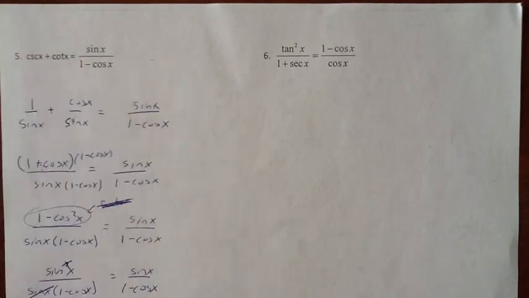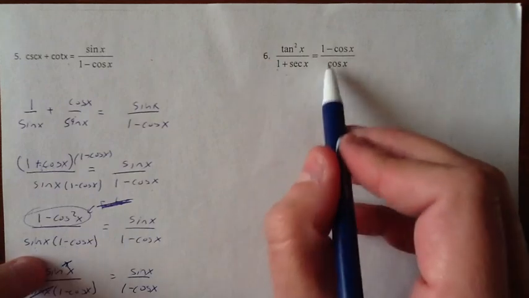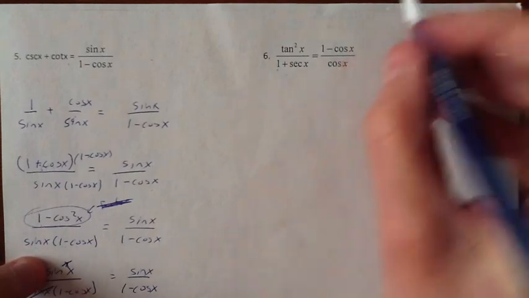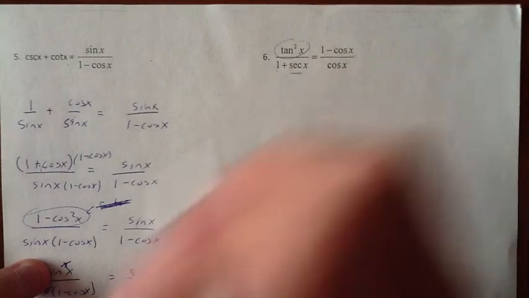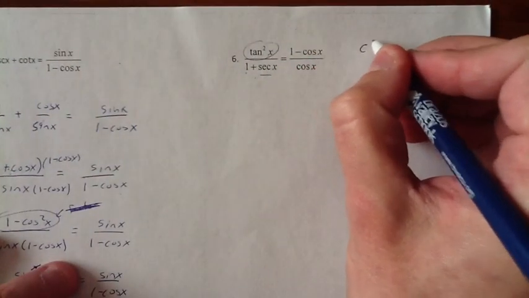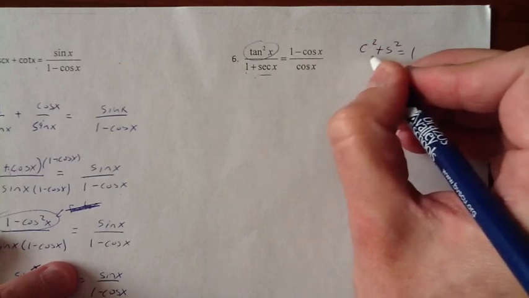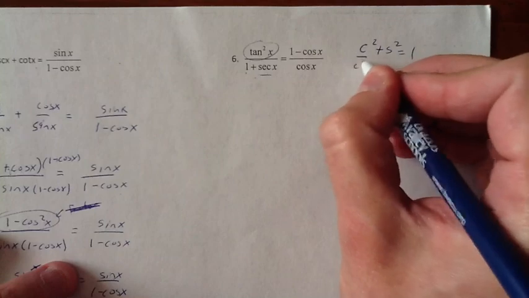All right, the last one we're going to do together, well, maybe we'll do one more together, is number 6. Now for number 6, we want to get this tangent squared of x over 1 plus secant squared of x equal to the following. Now right away, tangent squared and secant, that's one of my Pythagoreans. Now if you have trouble with it, write it this way. Cosine squared plus sine squared equals 1. I want tangent. That is sine over cosine.